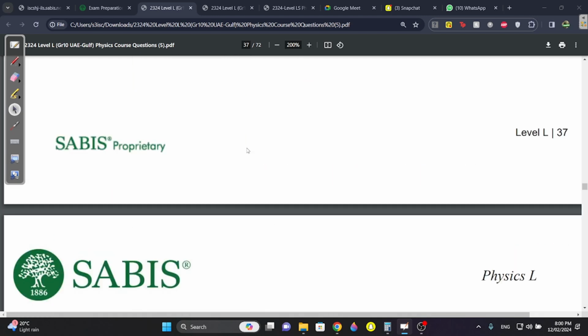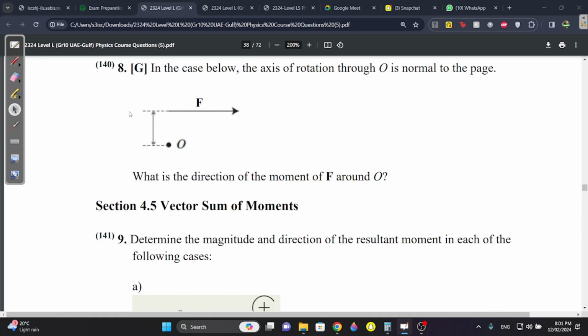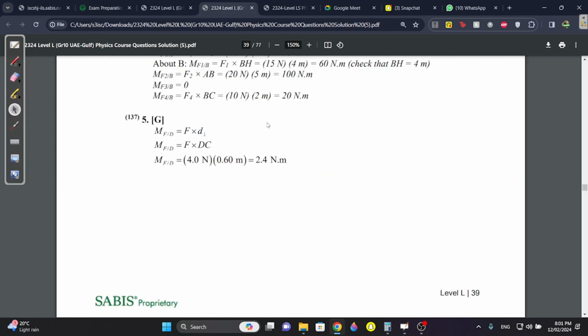Question 6. The next grid. In this case, the axis of rotation through A is normal to the page. What is the direction of movement of F? They just want to know whether it's clockwise or counterclockwise. I'll use a different color and draw this. Obviously the shorter path is the red path, which is going like this, which is clockwise, which is negative. So just say it's clockwise.